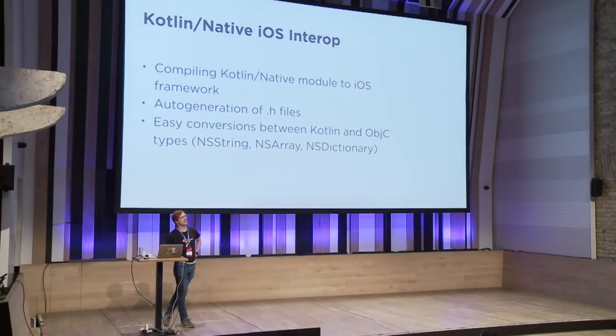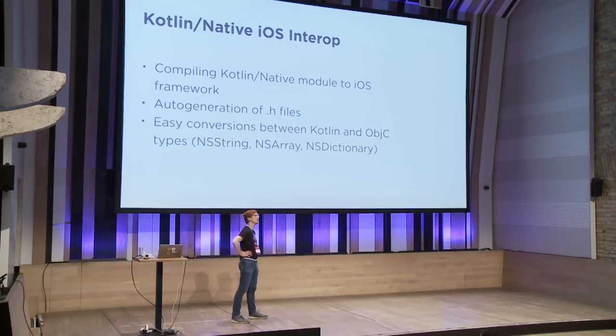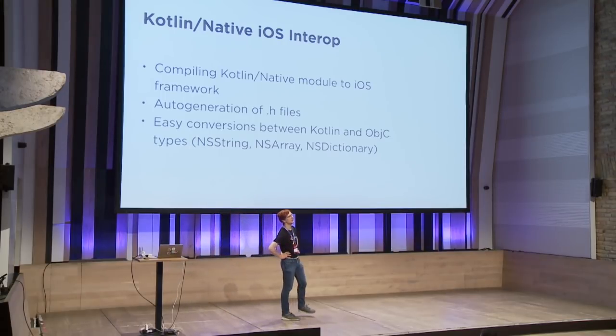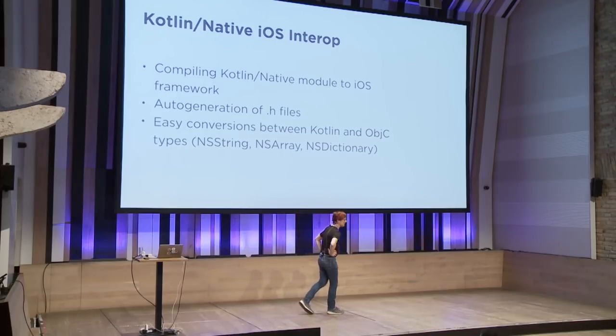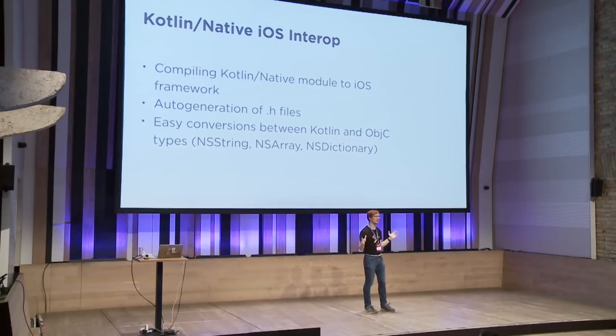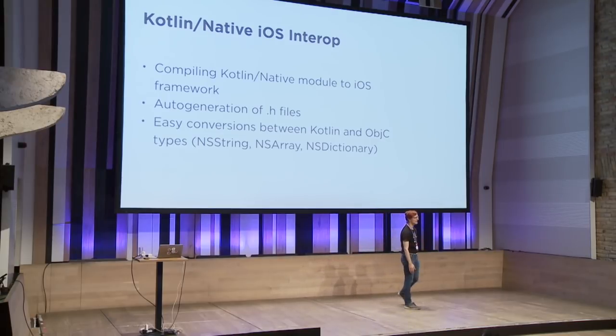The interop also works in the other direction. If you want to write your iOS application in Swift rather than in Kotlin and just reuse the common parts, this is what allows you to do that. You can take the shared part of your application and compile it to an iOS framework, and we automatically generate the header files for that. Then you just need to link this framework into your iOS application and run with it.